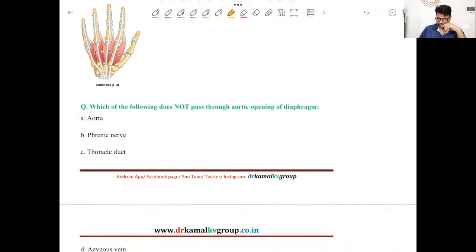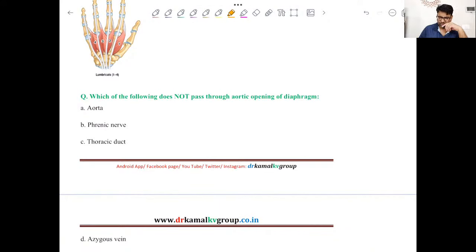Now, next question: which of the following structures does not pass through the aortic opening? Now this we have already discussed in our FMG PYQ sessions, but again I've just kept this question and I think all of you can answer this. So which of the following structures does not pass through the aortic opening of the diaphragm?